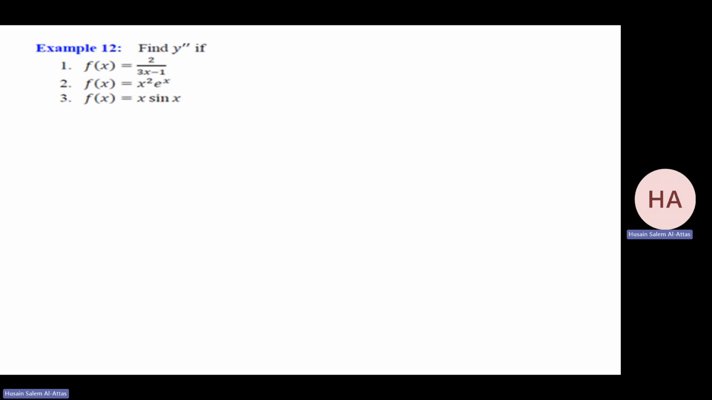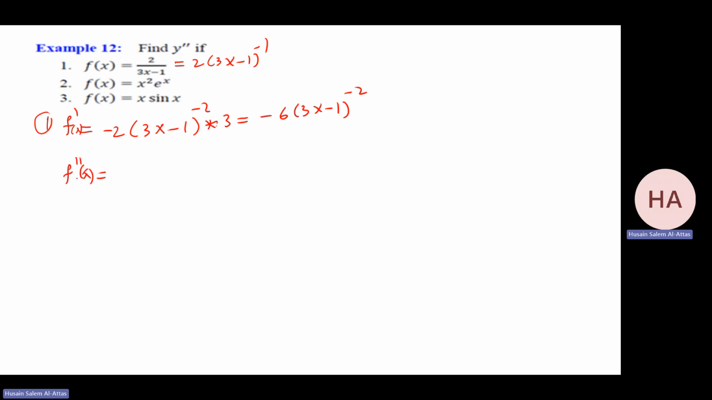Find y double prime. We're not looking for a pattern, we just need to do the calculation. So f prime, I can write it as 2 times 3x minus 1 to the power minus 1. So f prime will be minus 2 times 3x minus 1 to the power minus 2. Don't forget, times 3. So it will be minus 6 times 3x minus 1 to the power minus 2. This is the first derivative. Second derivative, which I'm looking for, y double prime.